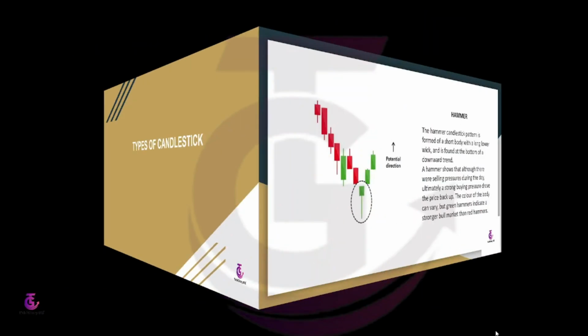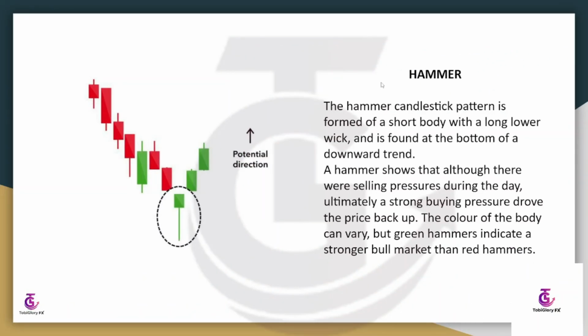Types of candlesticks. We have hammer. The hammer candlestick pattern is formed of a short body with a long lower wick and is found at the bottom of a downward trend. Now I will not waste too much of our time in this course, just for us to gain what we need. Looking at this candle information, this is known as what? Hammer.